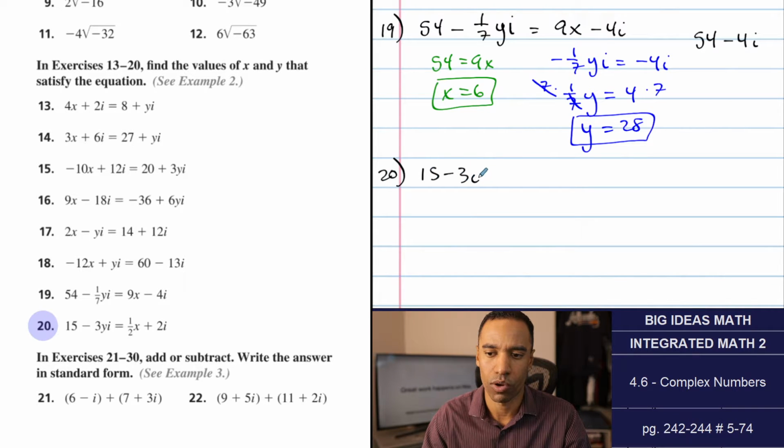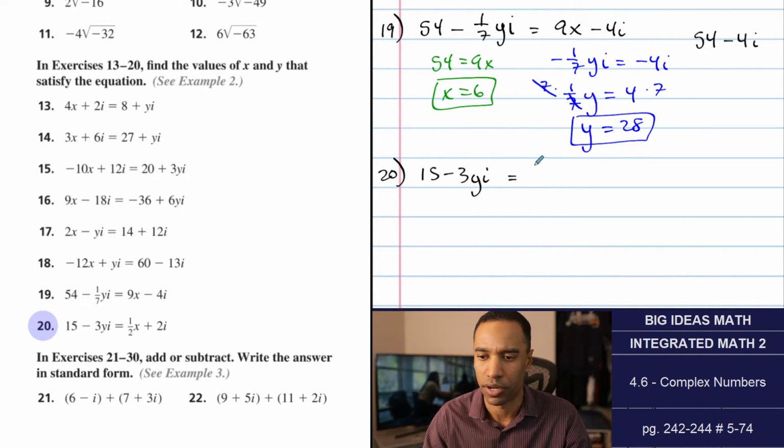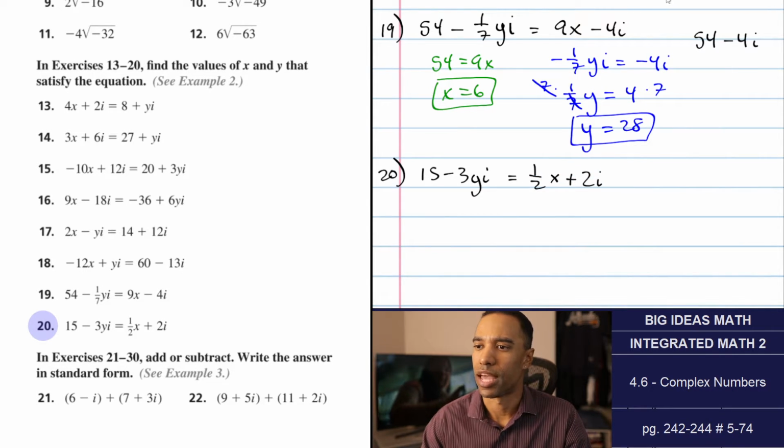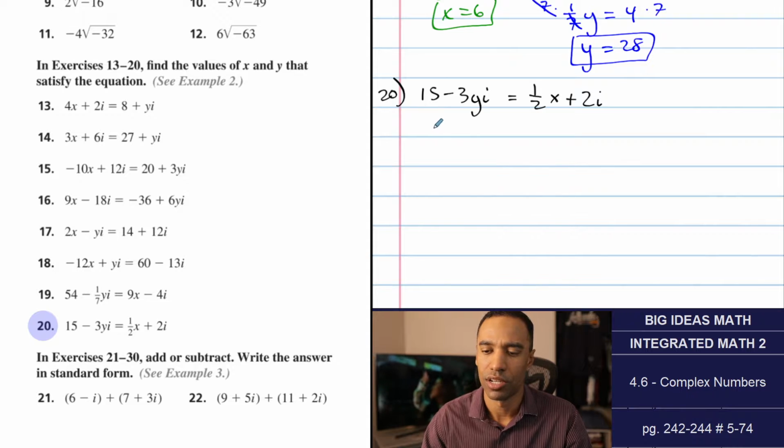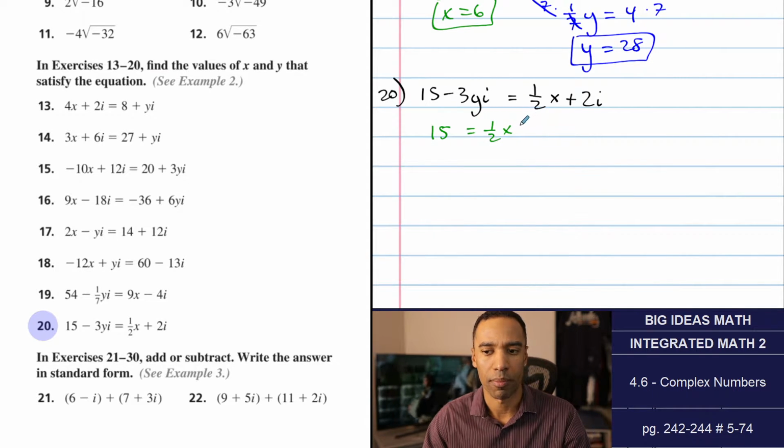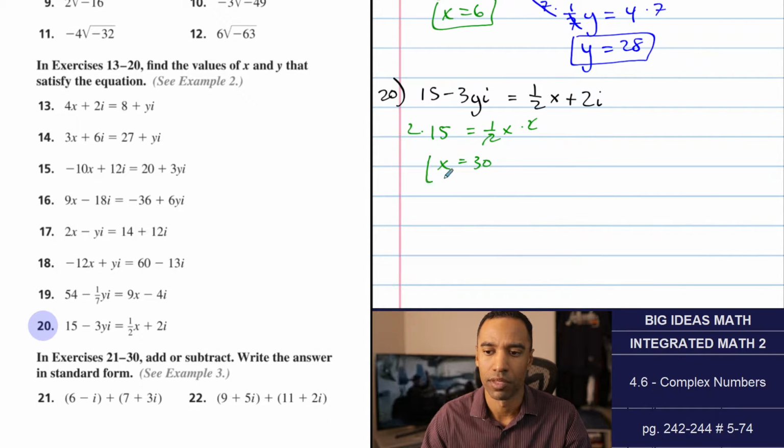15 minus 3yi, is our fraction? Equals, there it is, 1/2 x plus 2i. Let's go for the x portion first. That's where we have the fraction. We have 15 equals 1/2 x. We multiply both sides by 2, right? Times 2 times 2. Boom, boom. We're going to get x equals 30.